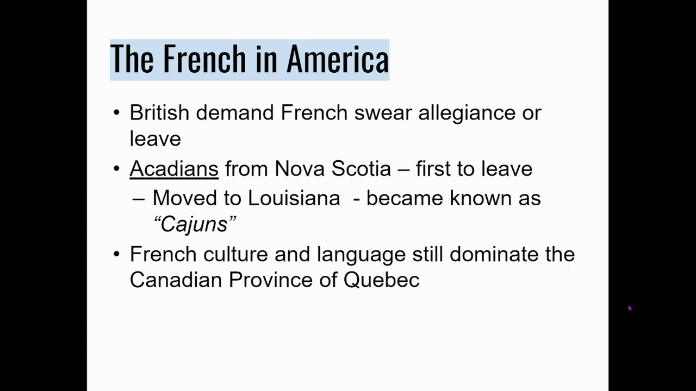You had a group called the Acadians who lived in Nova Scotia, which was part of Canada. They were the first to leave, and they go to Louisiana. And so if you ever wondered where the term Cajuns comes from, it's these individuals who moved there. In addition, you still do have in Quebec, in the Canadian province, French culture and language still very dominant. So there is definitely some lingering results of the French occupation in America.